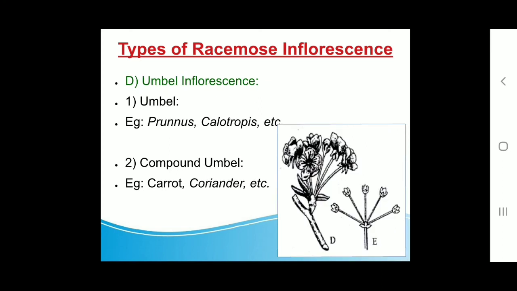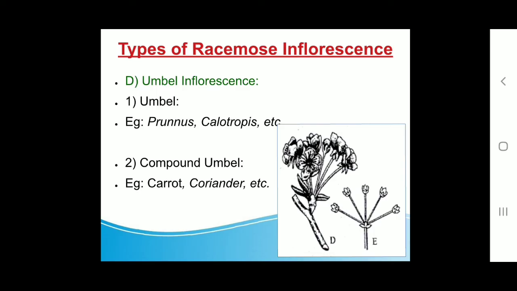Then the next type, that is the umbel type of inflorescence. It also has two subtypes, that is simple umbel and compound umbel. First we see simple umbel. This inflorescence is characterized by a very much shortened primary axis. The flowers are pedicellate and arise from the top of the axis. The pedicels are of equal length, due to which the cluster looks like an umbrella. The younger flowers are in the center and older ones towards the periphery.